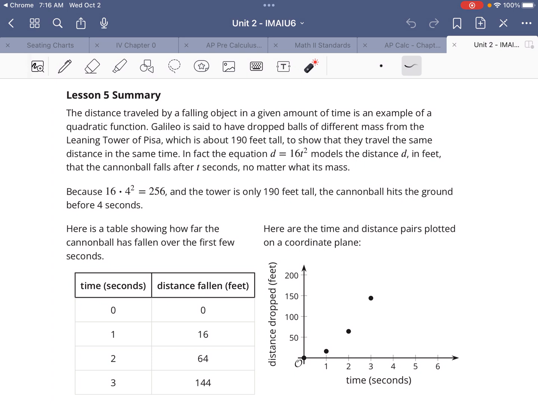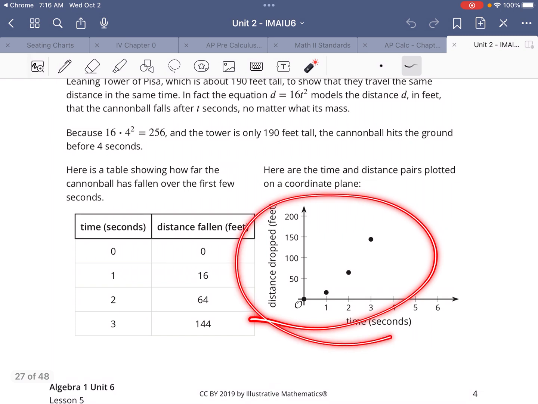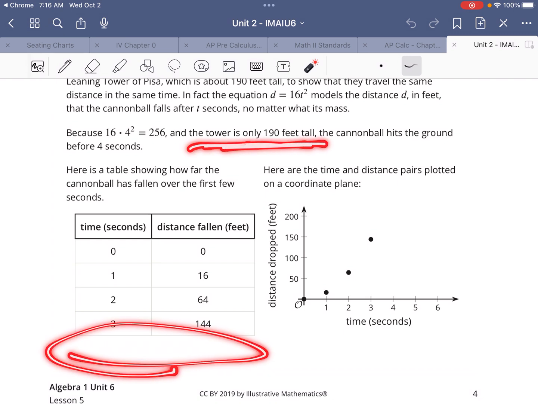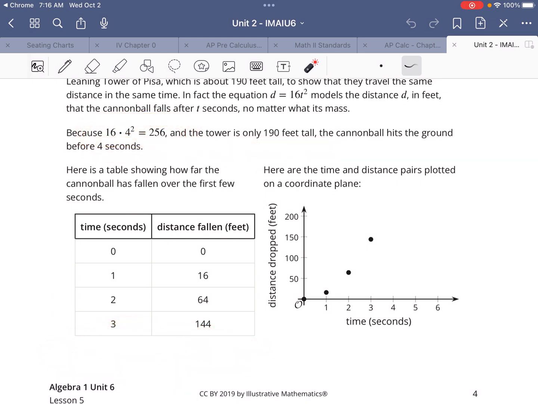Now, that's ignoring air resistance and things like that. If you drop a feather, it's not going to fall at the same speed because there's other forces acting on it. But generally speaking, falling objects fall a distance of 16t squared for the amount of time. If you take a look here, these are the distances that a cannonball would fall for 0, 1, 2, and 3 seconds. Now, the reason why 4 seconds isn't included on here is because the tower is only 190 feet tall, and if you put in 4 seconds, 16 times 4 squared, you get 256. It hits the ground before 4 seconds.